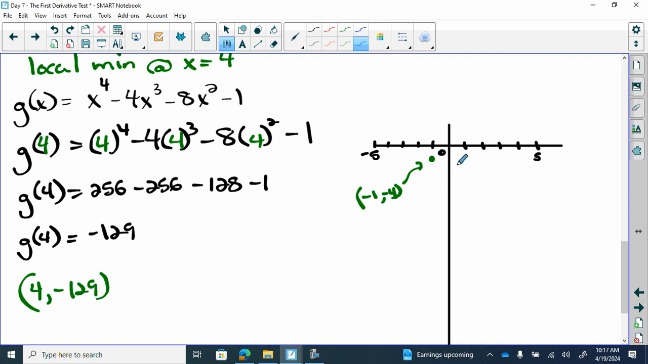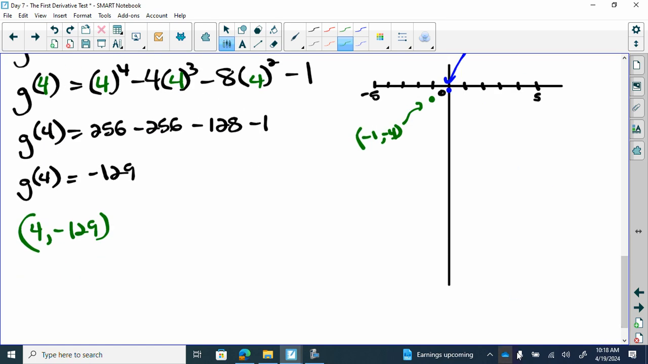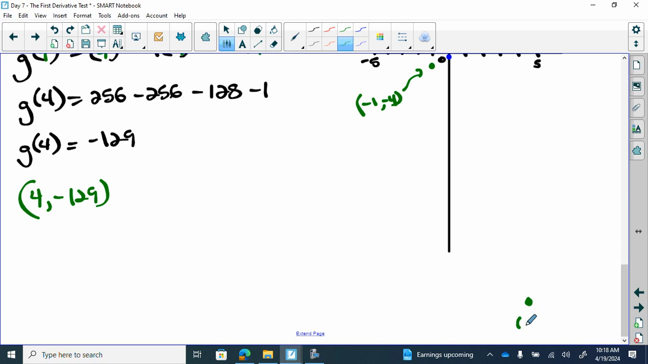What about the next point? Where's the max? That's right. So x equals 0 would be here. Negative 1 would be like there somewhere. And then where's my other local min? Yeah, 1, 2, 3, 4. Now, obviously, I can't get down to 129, so I'm just going to do like 4, and then I'll just drop it way down here, and we'll say, okay, that looks like 4, comma, negative 129.